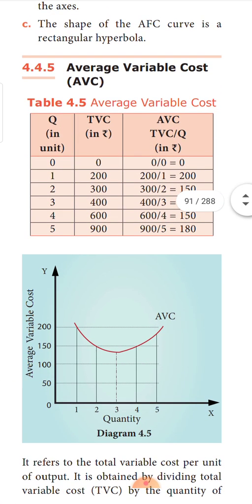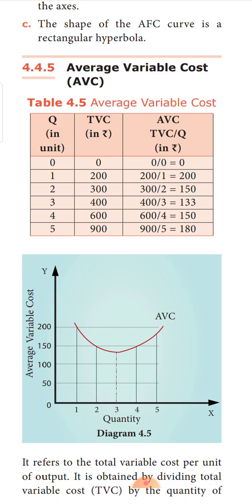Now with the same example, what is given there? The first column Q is given, the second column TVC, that is total variable cost, is given. We can find out AVC, that is average variable cost. What is the formula? Average variable cost is equal to total variable cost divided by quantity. 0 divided by 0 is 0. 200 divided by 1 unit of output is 200. Likewise, when you look at the nature of the average variable cost, initially it is falling down: 200, 150, 133.